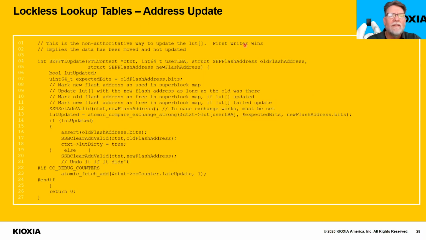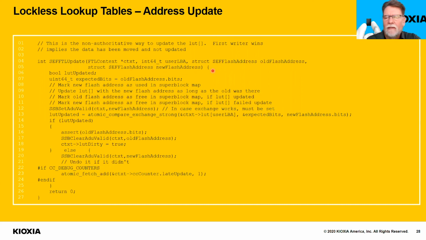This slide is illustrating a snippet of code from our flash translation layer and an important concept of the software-enabled flash API itself. This is the routine that's used to update the lookup table for our reference flash translation layer. And you will notice that when the FTL update command is called, it is called with the old flash address and the new flash address. And this is an important design decision.